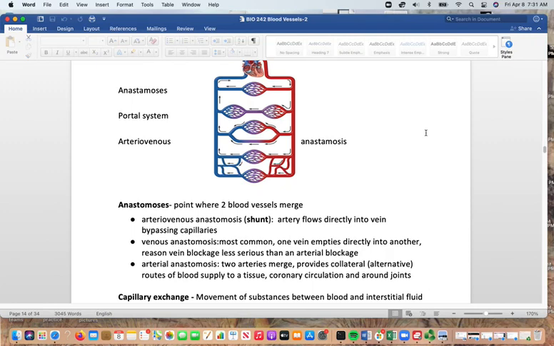So the coronary circulation is a really common place to have this because it's so essential that we maintain blood flow to the heart. You'll also have it around the joints.